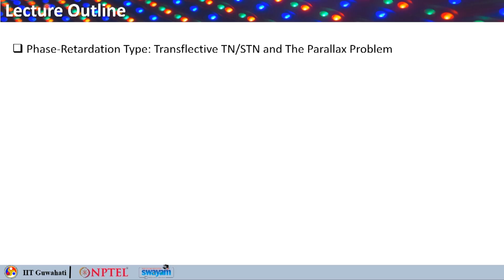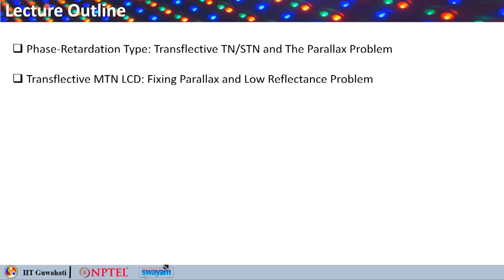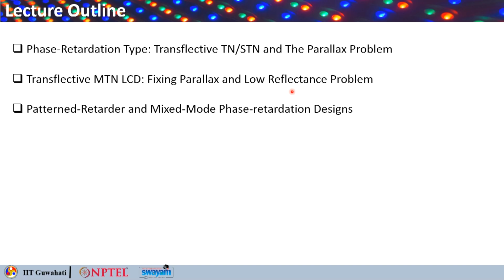We'll talk about the phase retardation type. We'll discuss the transreflective twisted nematic or the super twisted nematic, that is STN, and the parallax problem. We'll then also talk about the transreflective mixed mode twisted nematic or MTN LCDs, and we'll show how to fix the parallax and the low reflectance problem.